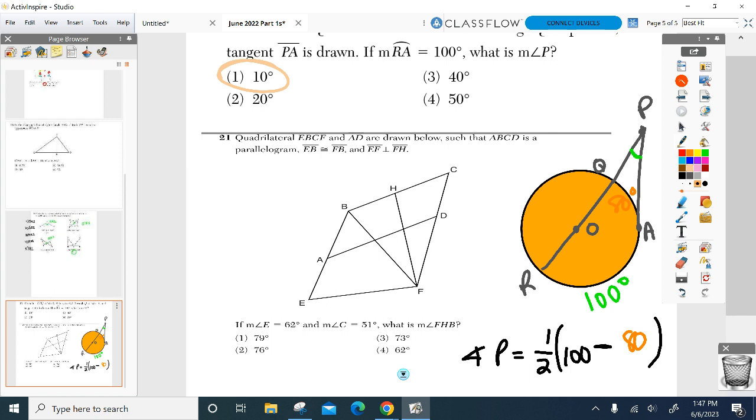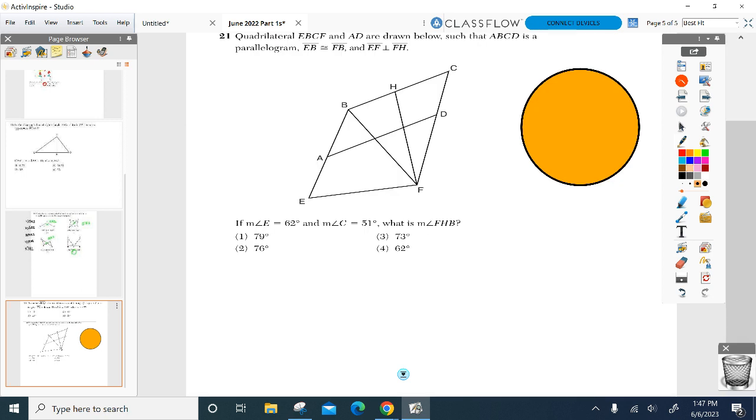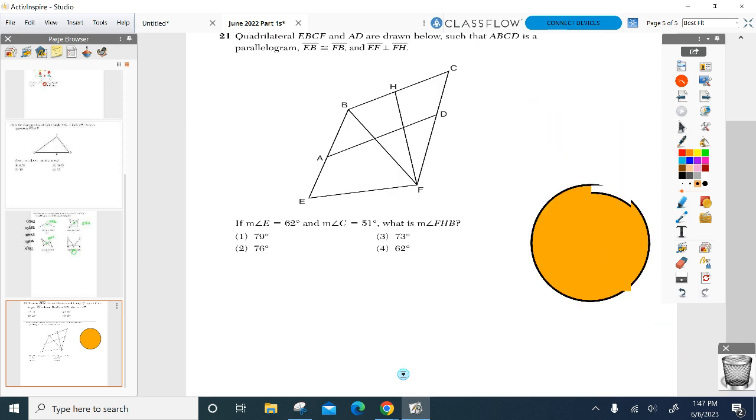Speaking of strong, 21. Buckle up for 21. Love it. Love 21. It tests you on so many different areas of geometry here. First of all, the diagram just looks intimidating. Some of you might start crying. There will be tissues available at the exam.